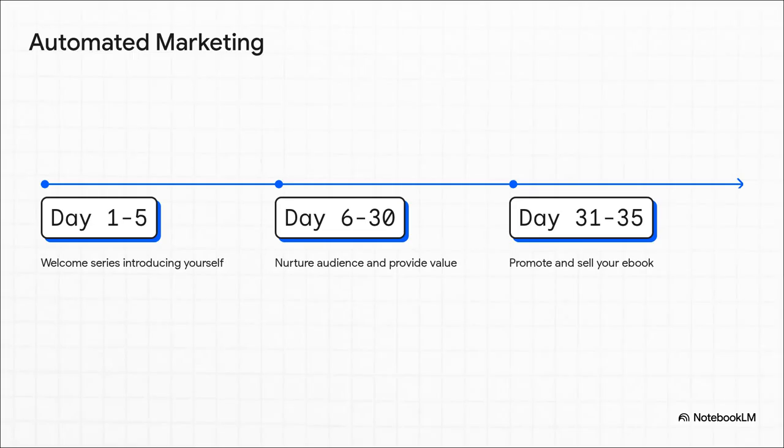So, what do you actually do with those emails? Well, here is a highly effective, completely automated marketing sequence from Molly Kaiser. You start with a 5-day welcome series, just introducing yourself. Then, you spend about 30 days strictly nurturing them, sending free, incredibly valuable tips without asking for a single dime. You build that deep trust. Then, after that month, you launch into a dedicated 5-day push to promote and actually sell your ebook. It's basically a systematic, high-converting machine.